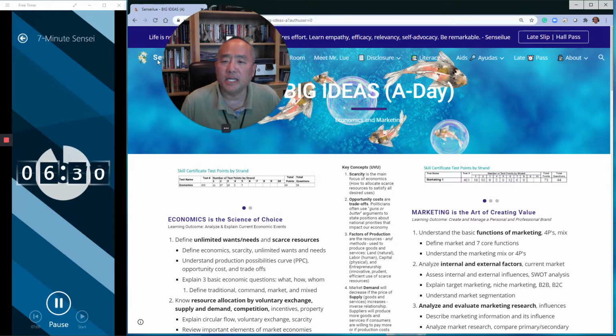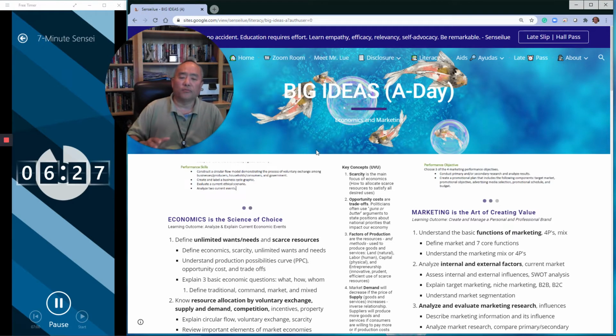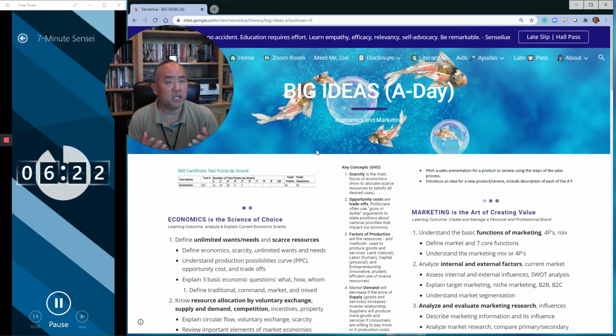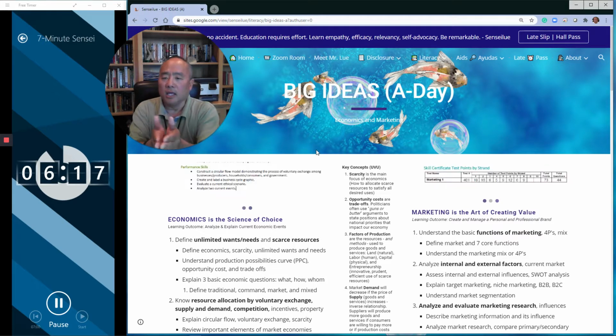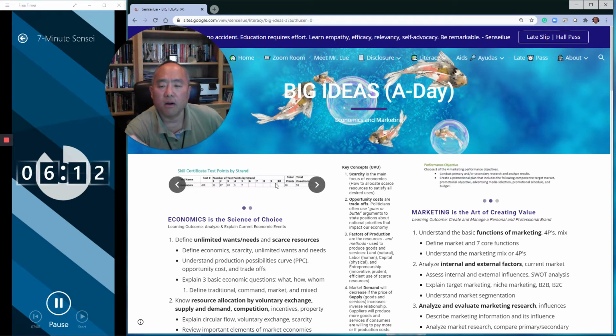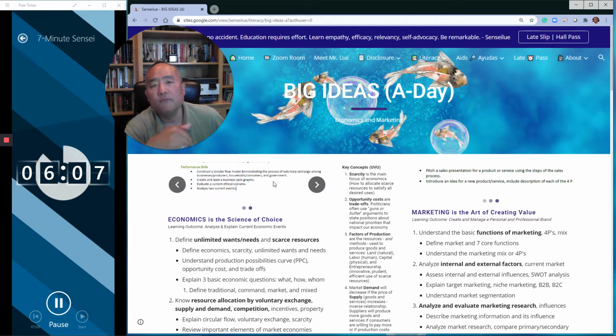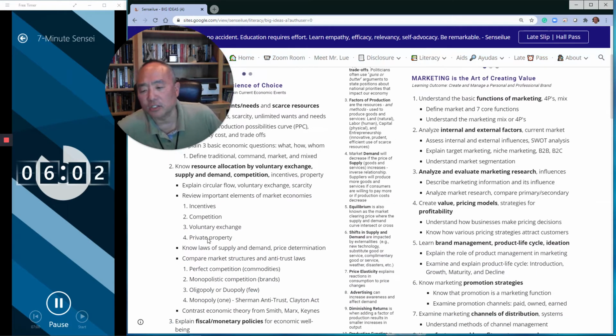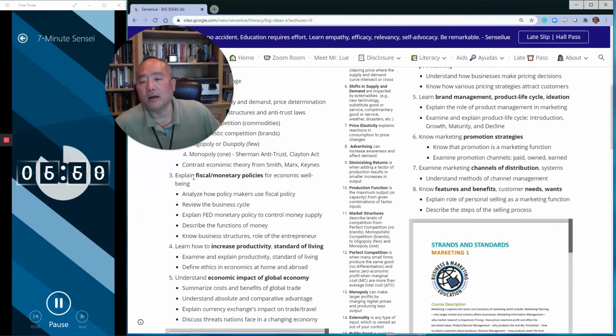Now, with big ideas, the idea here is for you to take a look at the Utah State Strands and Standards. This really is an outline, a syllabus for our class. At the very top of each of these, you'll notice that there are skill certificate tests by strand. And if you look, strand 3 has 20 points available. So let's take a look at strand 3 and see what that's all about. Now you'll notice strand 3 is about fiscal and monetary policies.